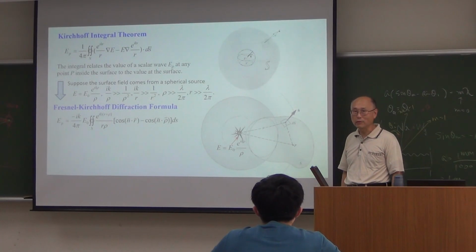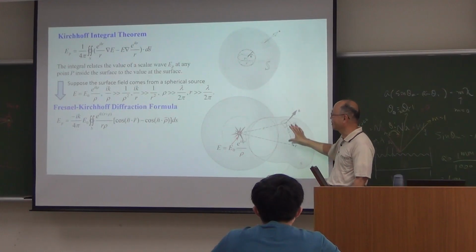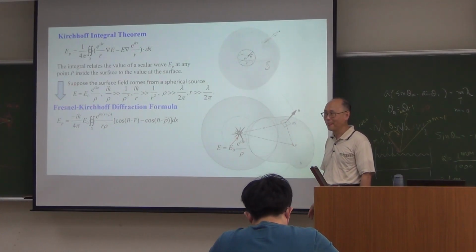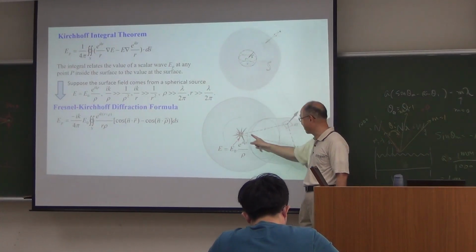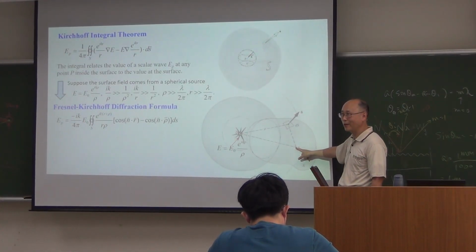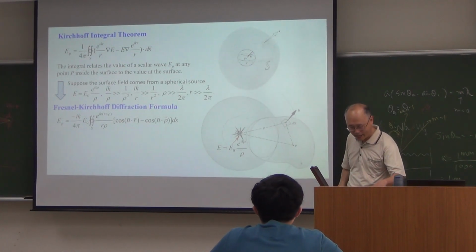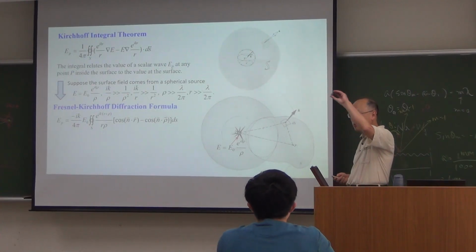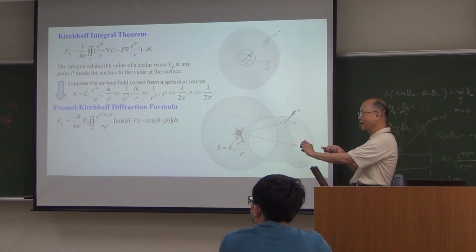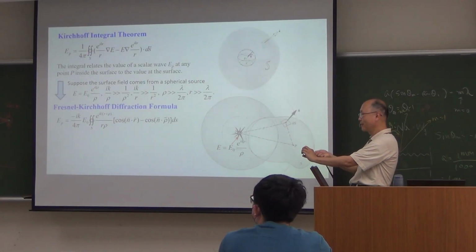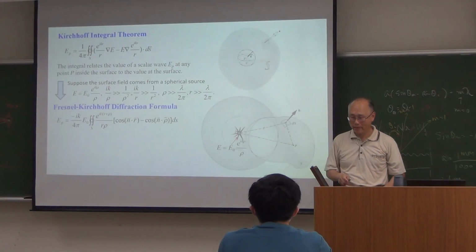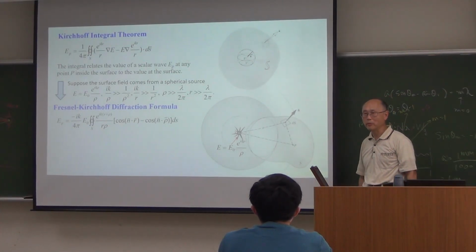Okay, is this clear to everybody? If you don't know why you want to do this, then you'll get lost immediately. So you have the source, and you want to get the field at this point, but you have some aperture, some surface, in between. You want to know the field over there, but this is the surface in between. Okay. So this is the problem we want to solve.